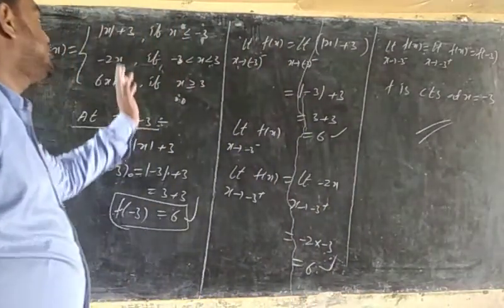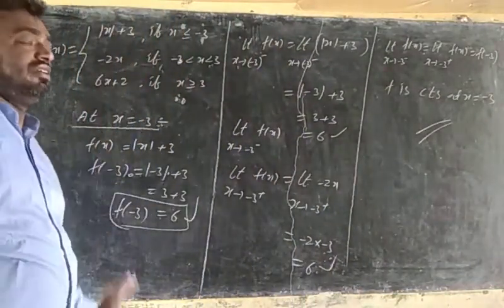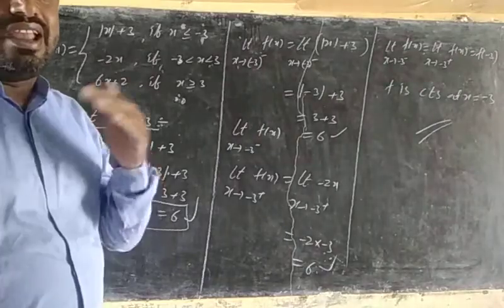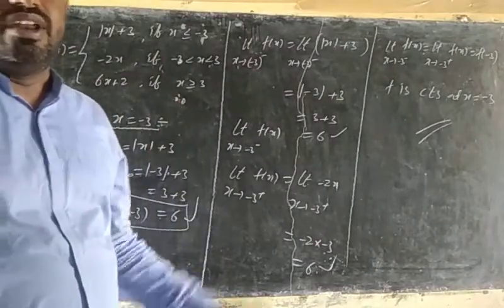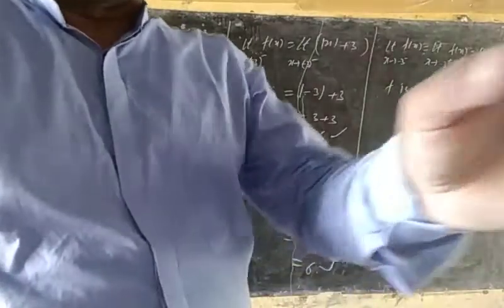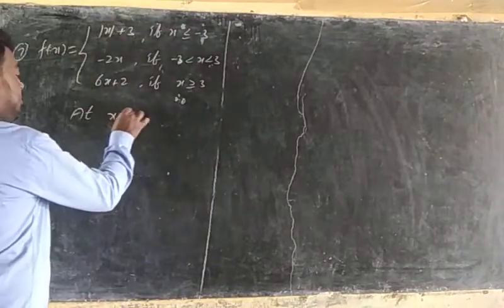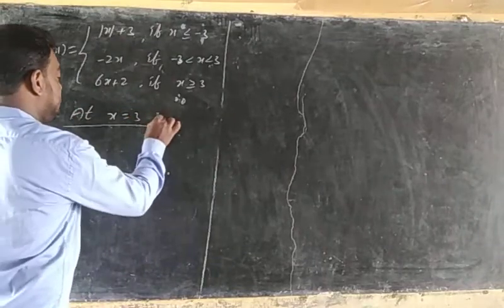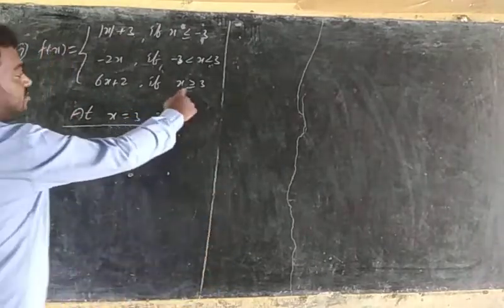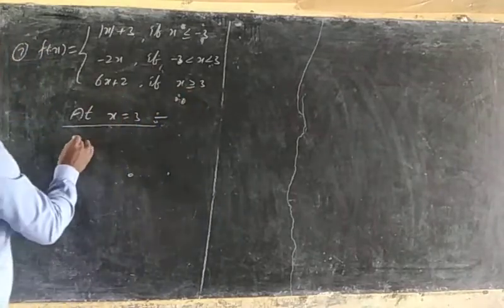So at minus 3 we already calculated. Now at 3 we need to calculate. We need to check the discontinuity. We need to check at 3 now. At x equals 3, the function is defined as 6x plus 2.